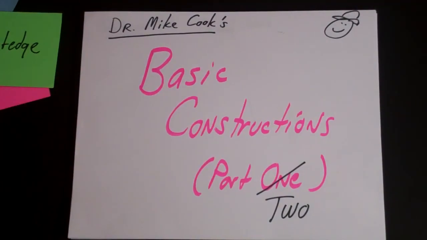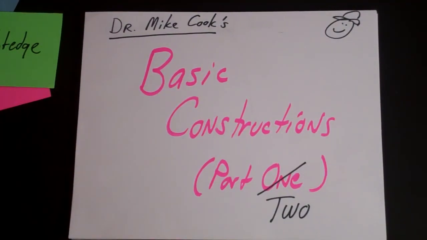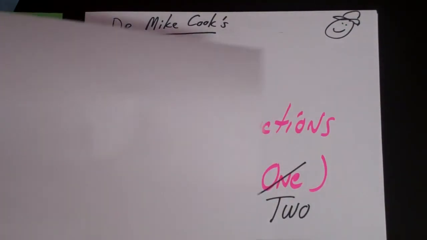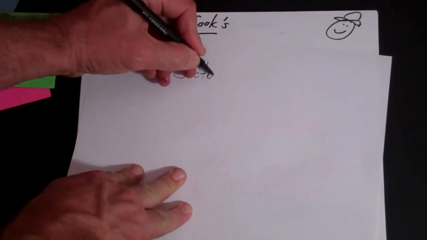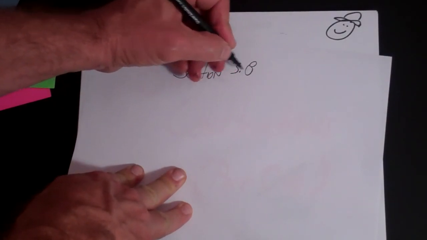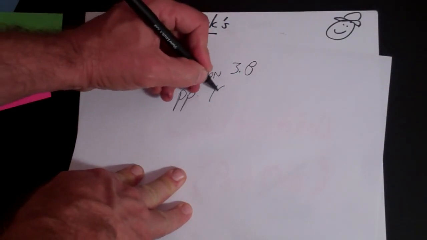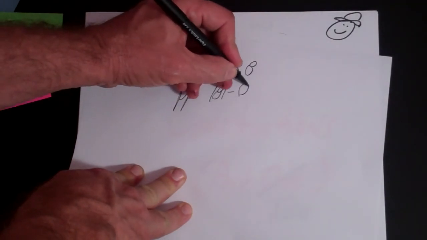Now let's look at the second part of the lecture on basic instructions. On this one, we're going to do two specific instructions, and then we're going to look at one example with triangles. If you want to know where this is found in your book, it's in section 3.8, pages 181 to 183.